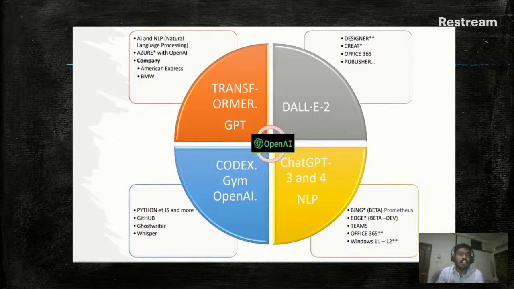DALL-E models. In the industry, everyone knows about DALL-E. I don't know exactly how many of you are aware of this model. The DALL-E model is generated by the OpenAI company. After that, the Designer. How many of you know about the Designer? The Designer was created by the Microsoft company, in Office 365 Publisher.